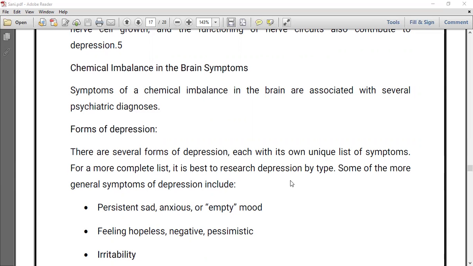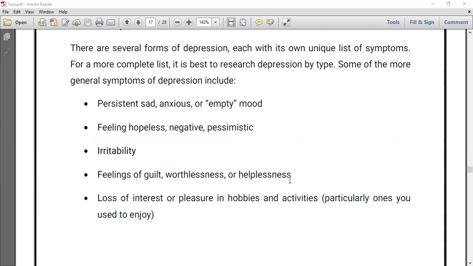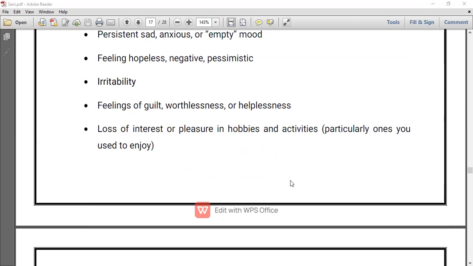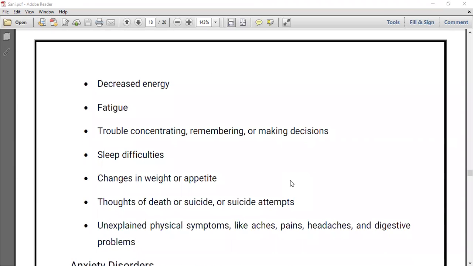Some of the more general symptoms of depression include a persistent sad, anxious or empty mood. Second one is feeling hopeless, negative, pessimistic, and the third one is irritability, and fourth one is feeling of guilt, worthlessness, or helplessness. Fifth one is the loss of interest or pleasure in hobbies and activities. The sixth one is decrease in energy.